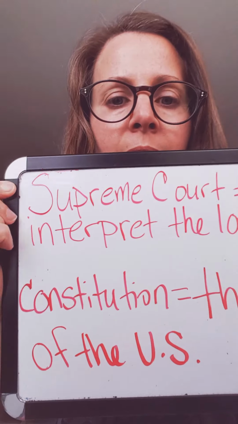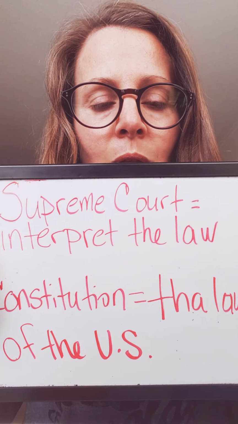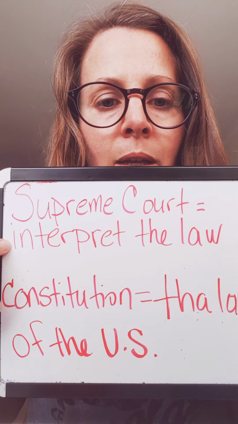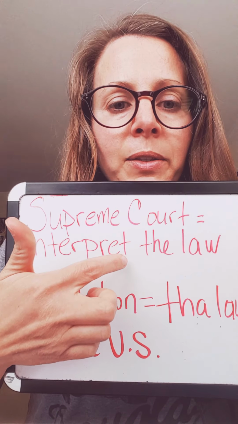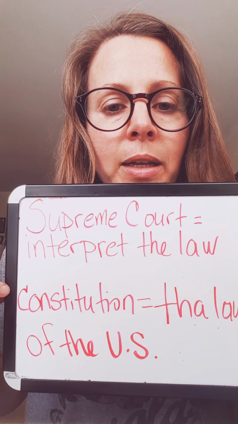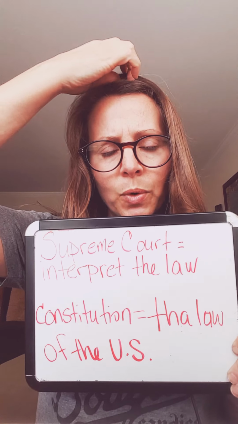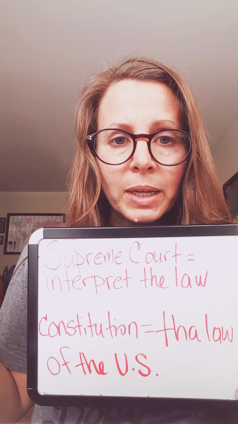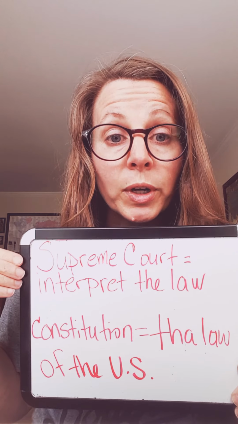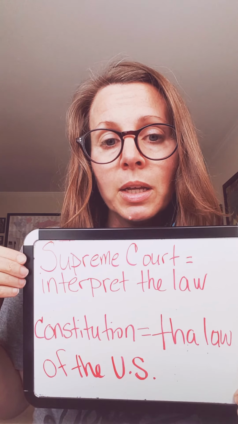Okay, so what do we need to add? Next to judicial branch, I would write interprets the law. Okay, you can put an S on there. Interprets the law, the judiciary branch, or you could write evaluates the law according to the Constitution.